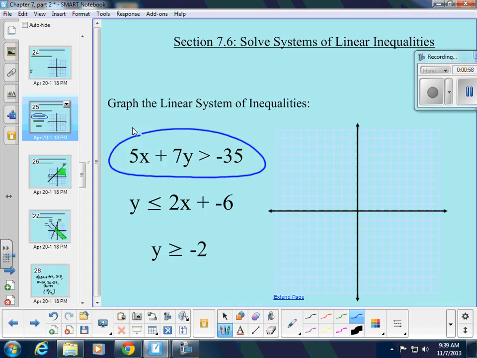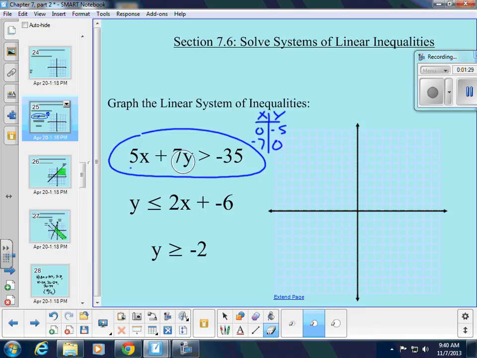I'm going to graph the first one here in blue. 5x plus 7y is greater than negative 35. So first, again, it's set up nice to find the intercepts. It's in standard form, so intercepts is a good way to graph this one. If I put in 0 for x, it would cancel out that x term. And dividing negative 35 by 7 would give me negative 5 for my y-intercept. And then if I put in 0 for y, my x-intercept would be negative 7.